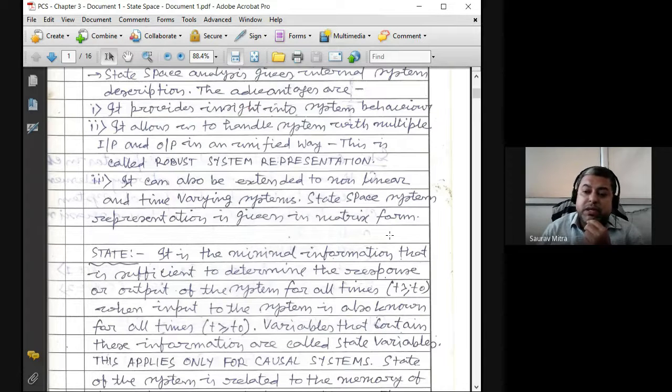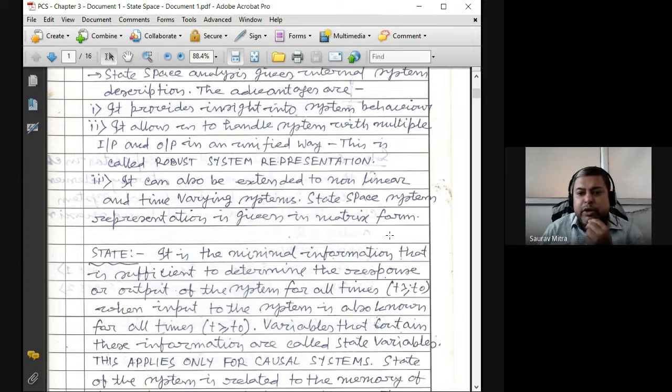So robust, the word means multi-input, multi-output. The English meaning of robust is different. The English meaning of robust is tagda, ekdam strong. Okay, but whenever I am saying robust control, it means a multi-input, multi-output system, and it is being controlled. So state variable system modeling can support a robust control and robust system description. That means multi-input, multi-output.